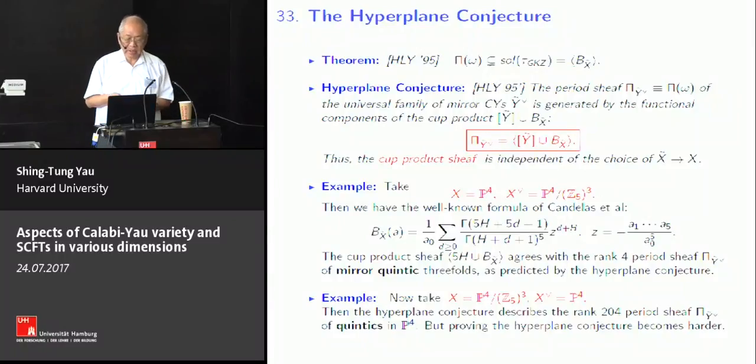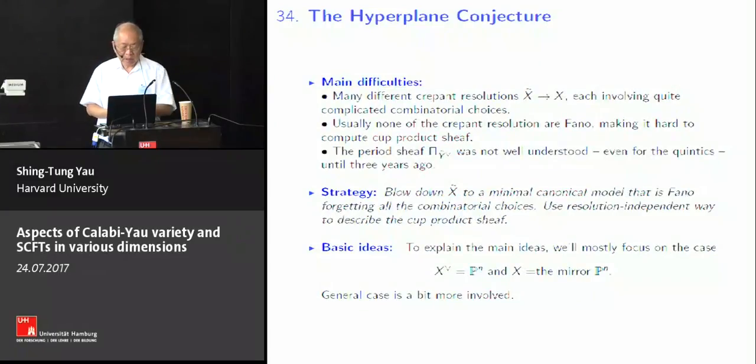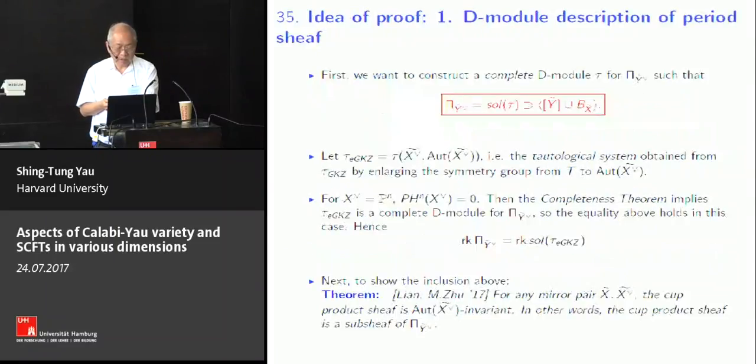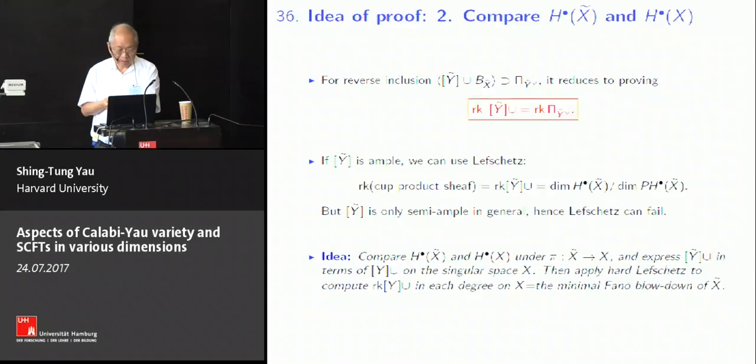Now, already the case of X being the quintic is already a big family, so it's not easy to prove. The difficulties come from the fact that there are many different crepant resolutions of X, and it involves rather complicated combinatorial choices. And most of these crepant resolutions are not Fano manifolds. That's the cost problem. There are some ideas which I wrote in this transparency, but I don't think I have time to go through that. So let me not go into a description of how to prove it here.